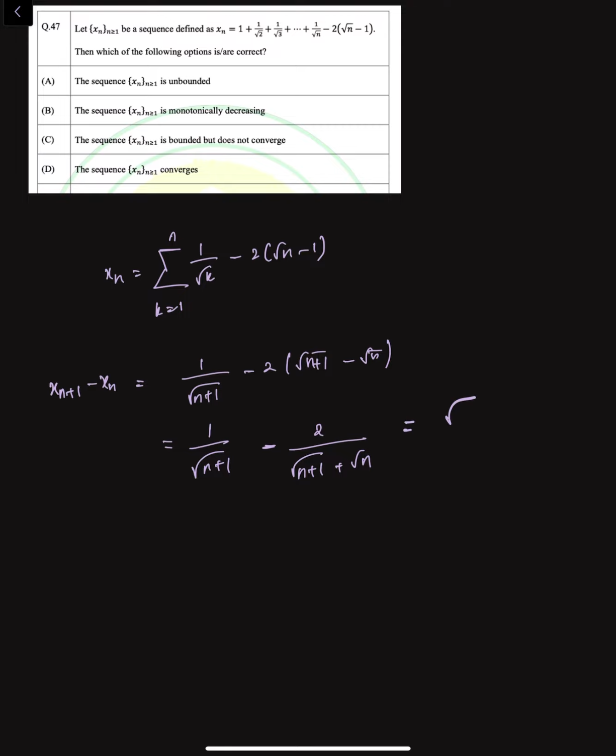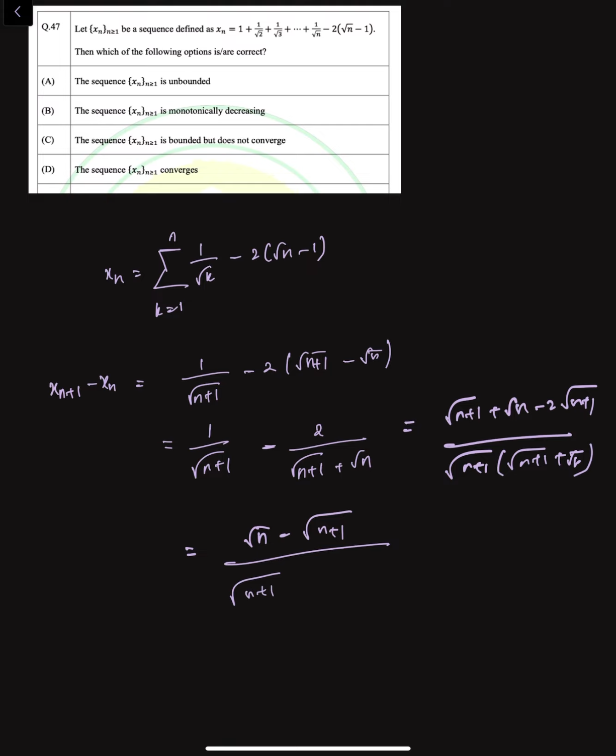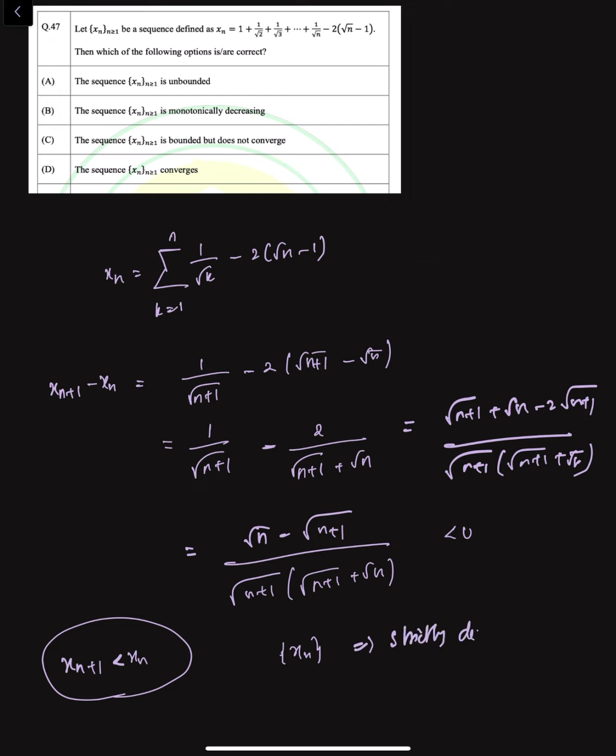So if we compute this value, square root of n plus 1 plus root n minus 2 root n plus 1 by square root of n plus 1 into square root of n plus 1 plus root n. So that is nothing but root n minus root n plus 1 by root of n plus 1 into root n plus 1 plus root n, which is less than 0. So that means xn plus 1 is always less than xn. So that means this sequence xn is strictly decreasing. So we can see that option B is correct.